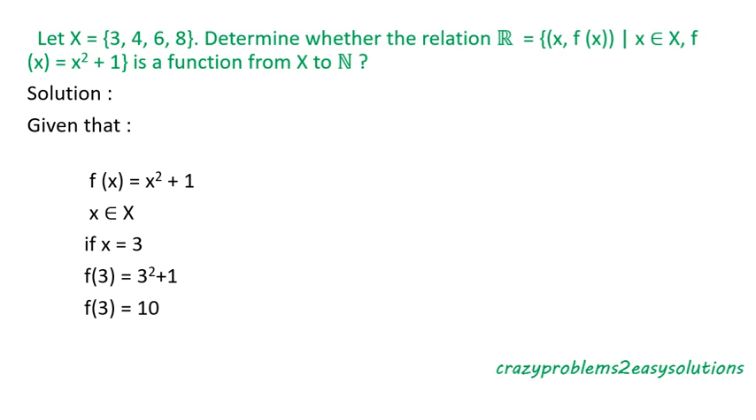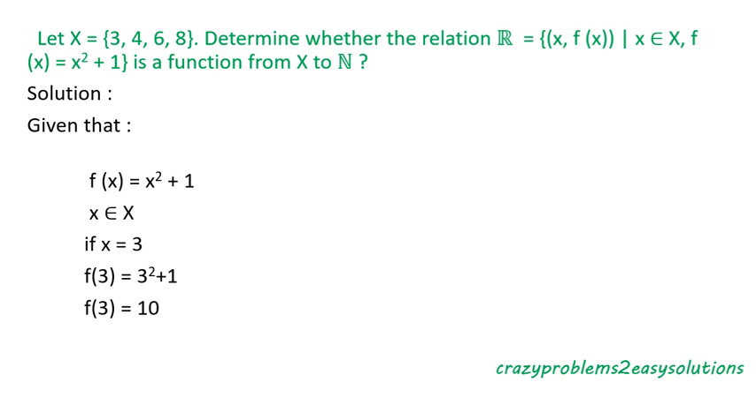Let X equal {3, 4, 6, 8}. Determine whether the relation R equal to {(x, f(x)) : x belongs to capital X}, where f(x) equals x squared plus 1, is a function from X to N. Given that f(x) equals x squared plus 1, x is taken from capital X, so x is a natural number. So if x equals 3, a natural number, that is given in {3, 4, 6, 8}.